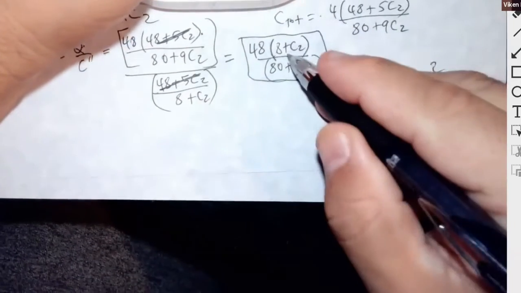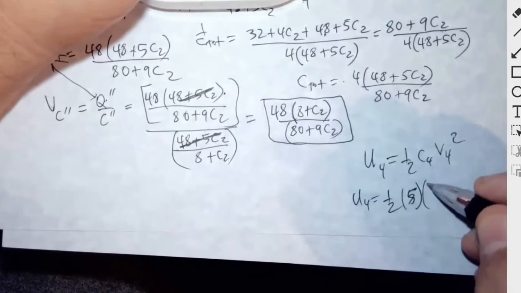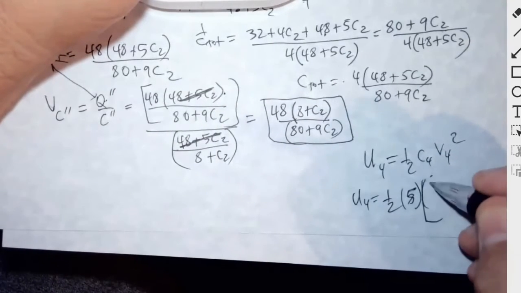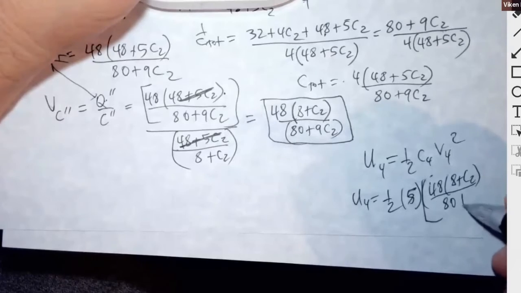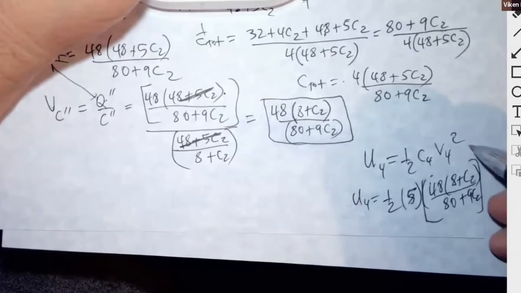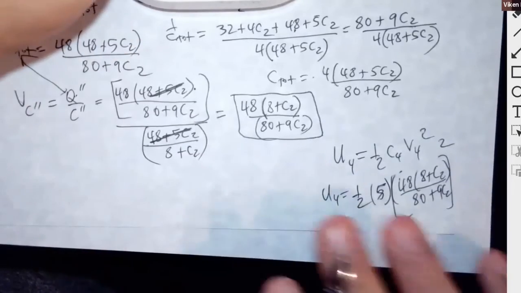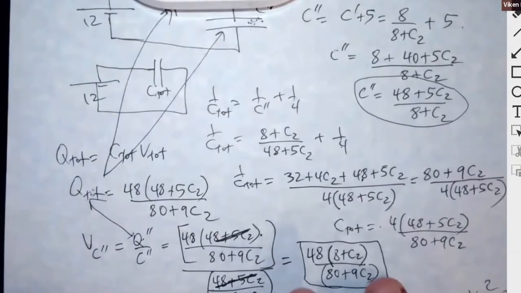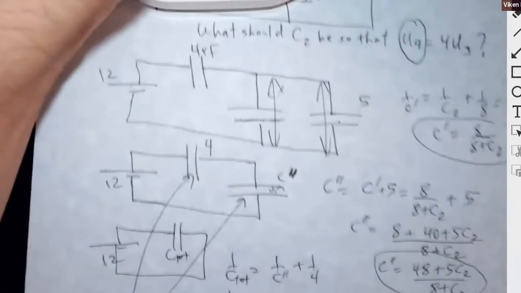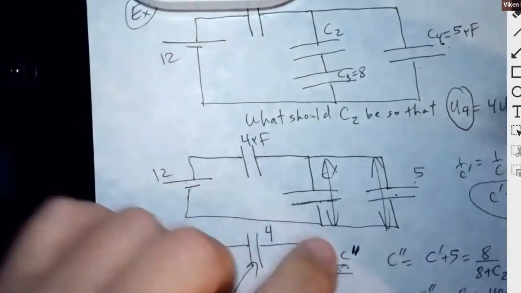And then V4 is this guy, which is 48, 8 plus C2 over 80 plus 9 C2 quantity squared. Then I'm going to take this all to a different page. Okay, but now I've got the voltage of this guy on the other side. So then what should I do?